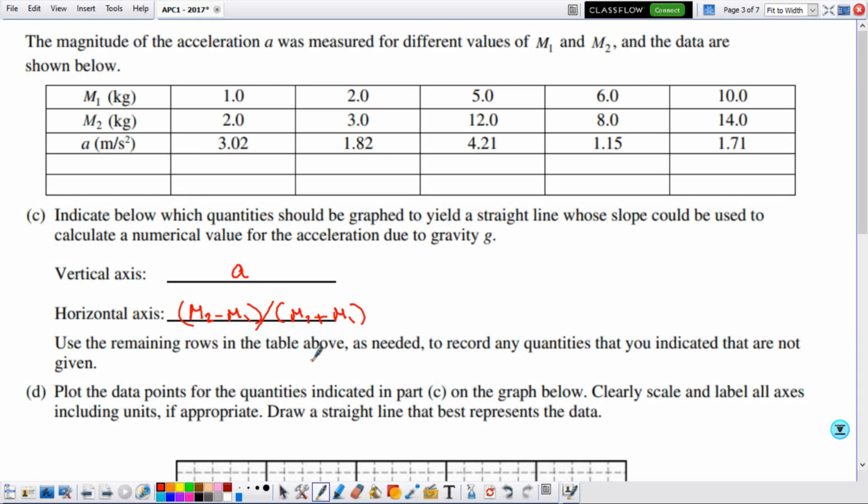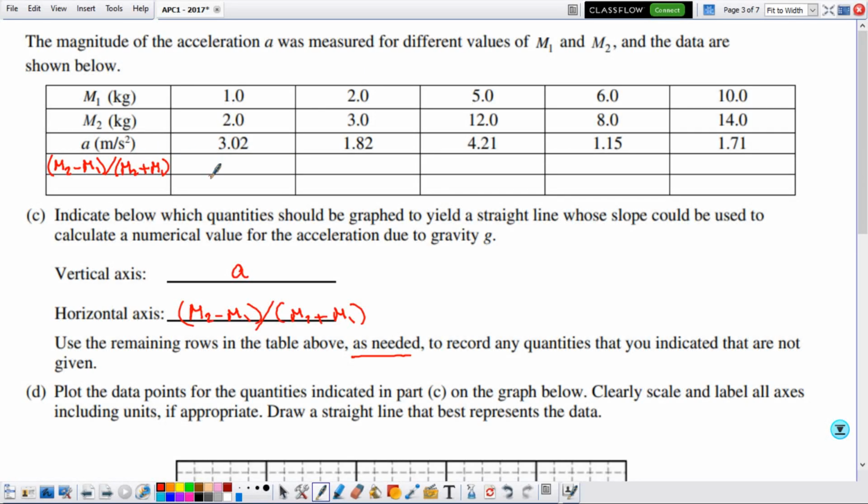Use the remaining rows in the table above as needed to record any quantities that you indicated that aren't given. So basically you always expect that they will give you additional empty spaces or rows, just not to limit the solution to what is given. Okay, so basically we have the acceleration. Now we need to complete this row by recording here M2 minus M1 divided by M2 plus M1. Then we have the values of M1, M2. We can determine the fractional mass.